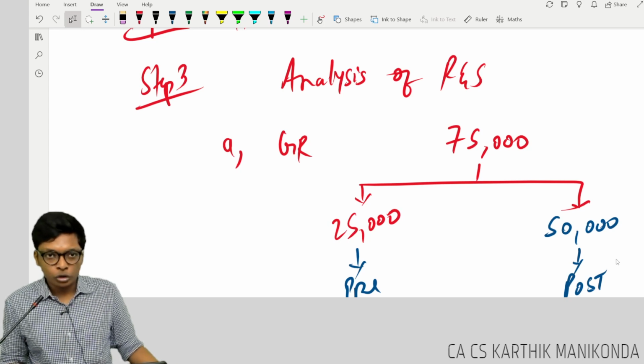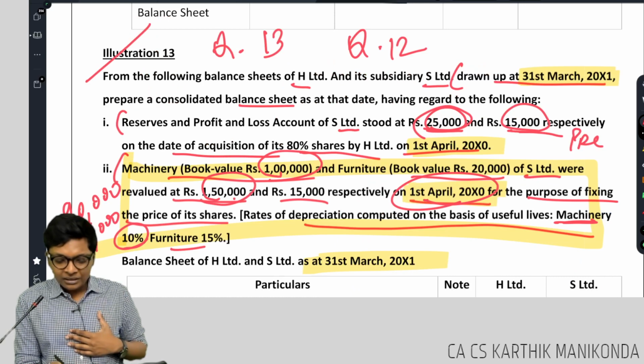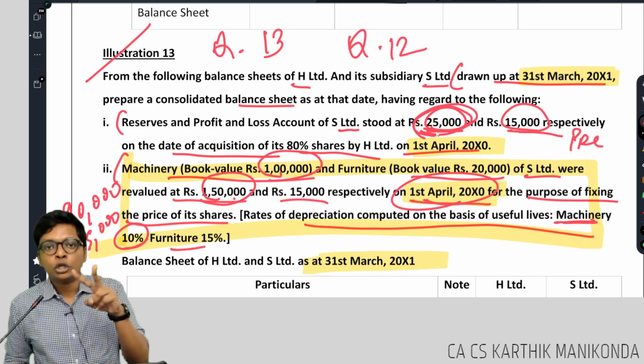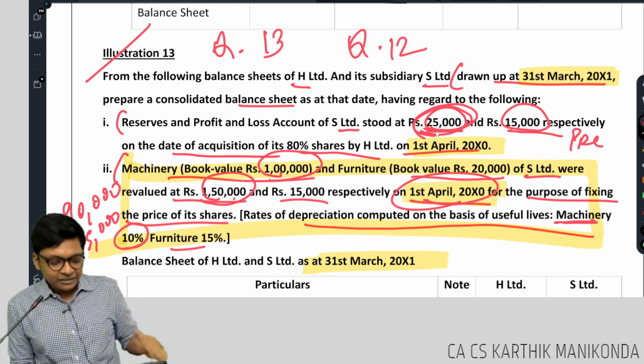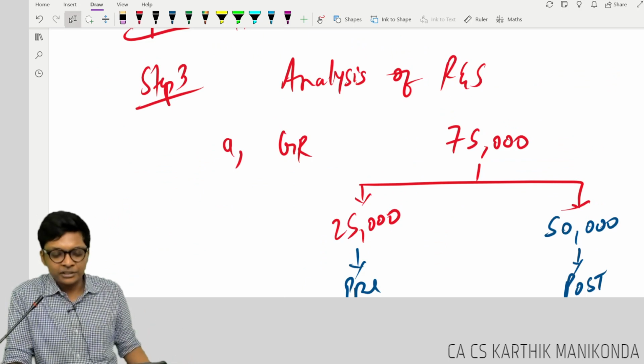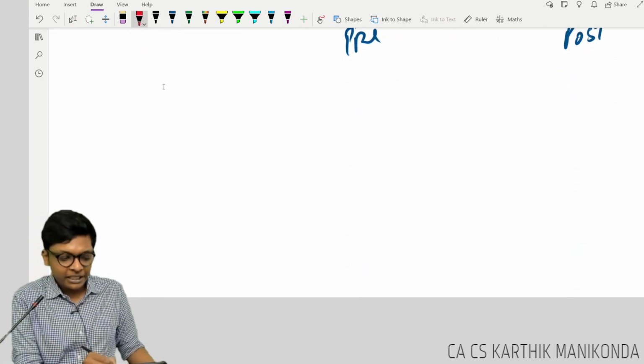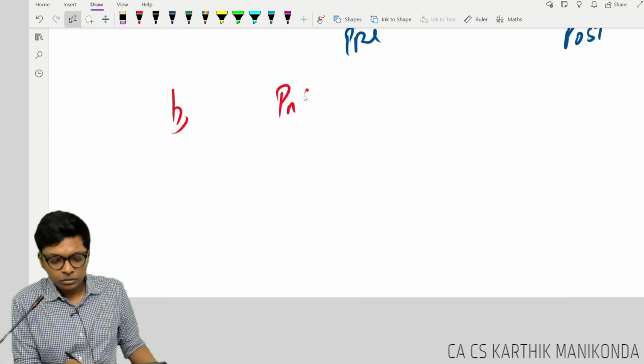How did it come? See, the question has given that on the date of acquisition my reserves is 25. So that day every reserve is pre, everything I earned after that is post. That's it. General reserve is over. You can prepare a chart like this. Okay. Next, B.